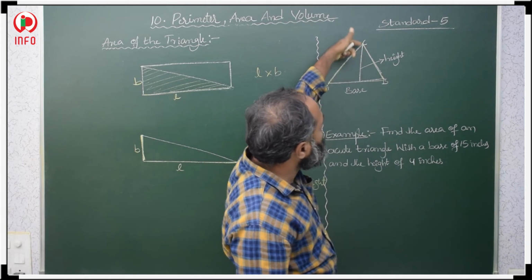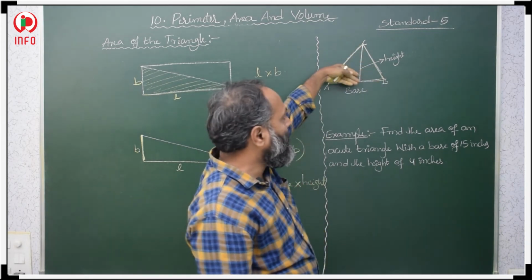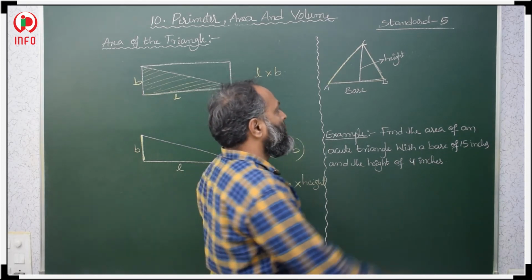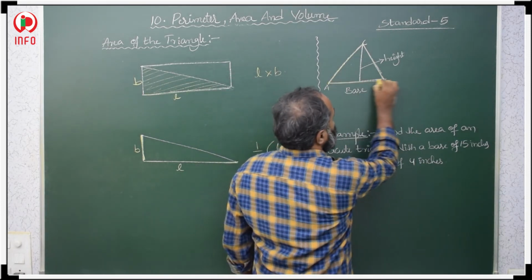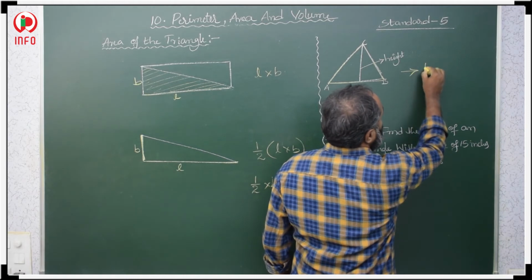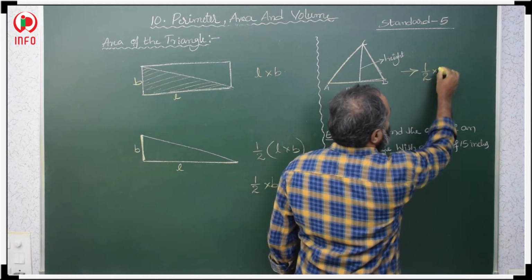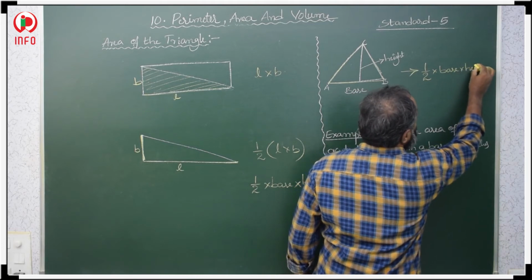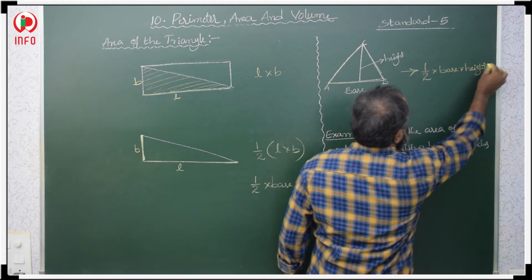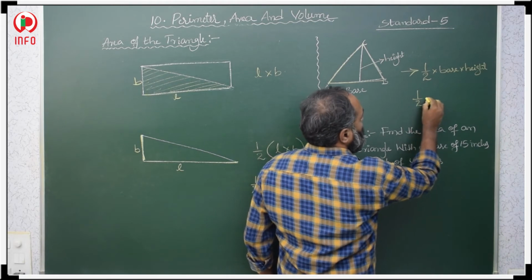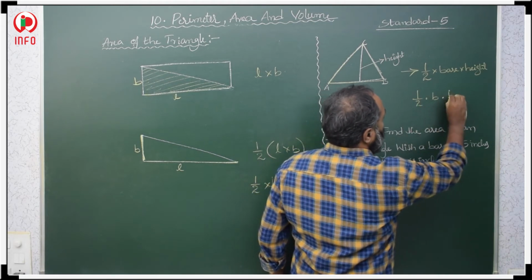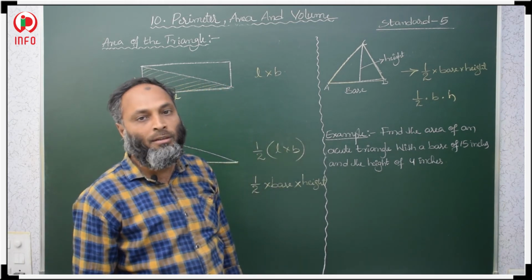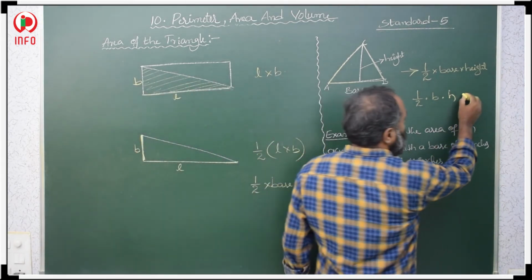What is the height? This perpendicular. Whatever the altitude is, that is the height. Then AB is the base. Then the formula for finding area of a triangle is half into base into height. This dot means into. Half into base into height, that is in square units.